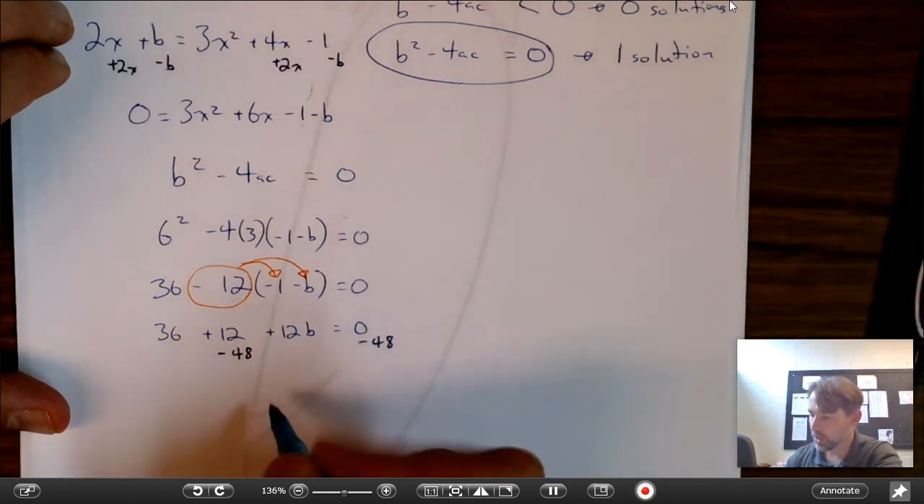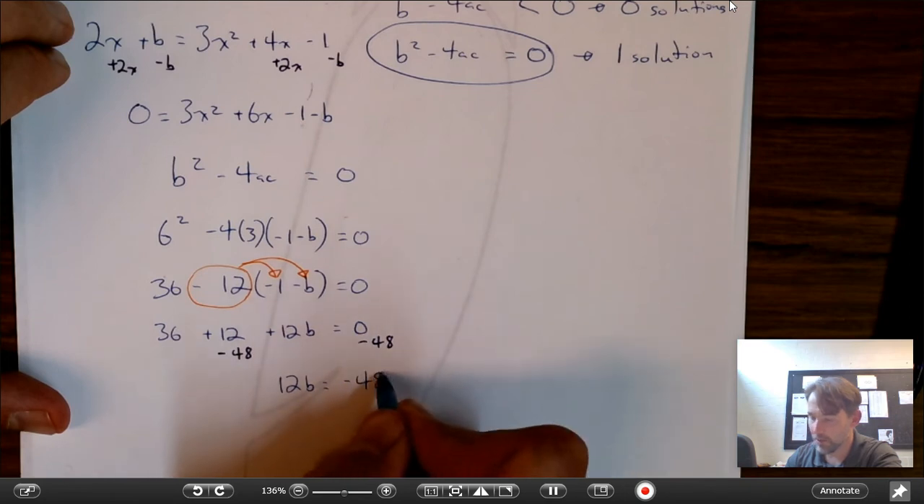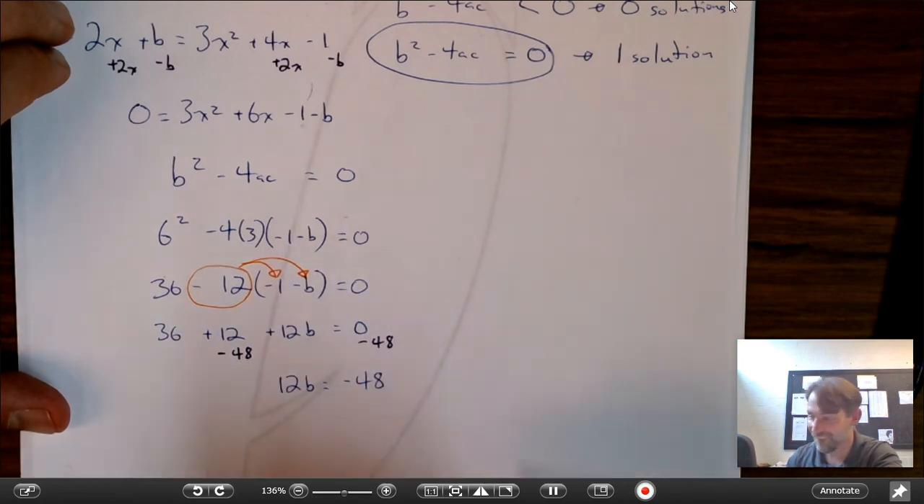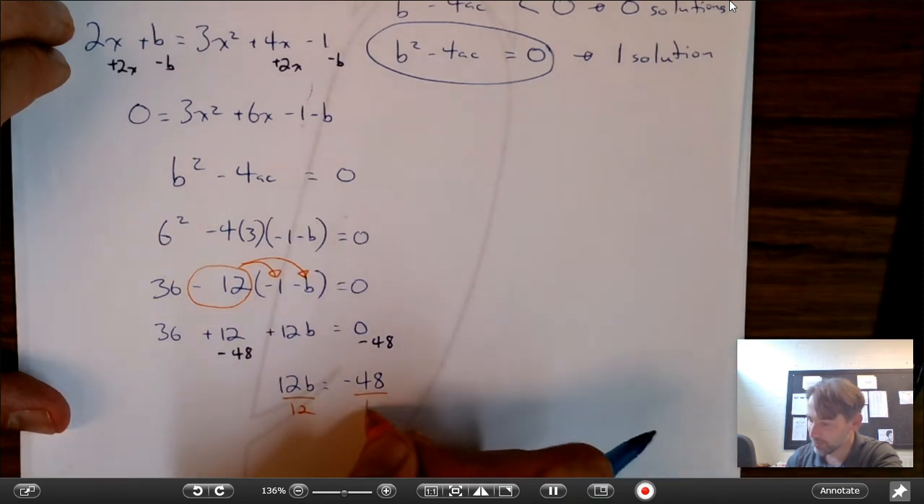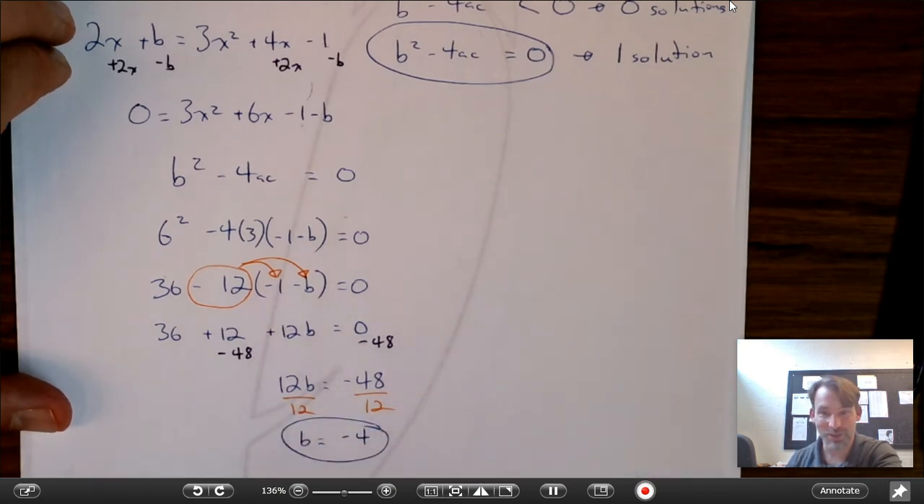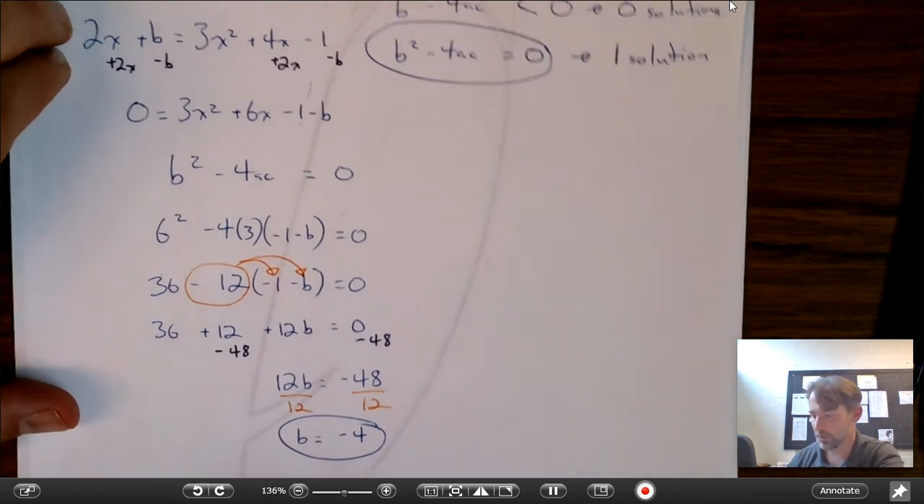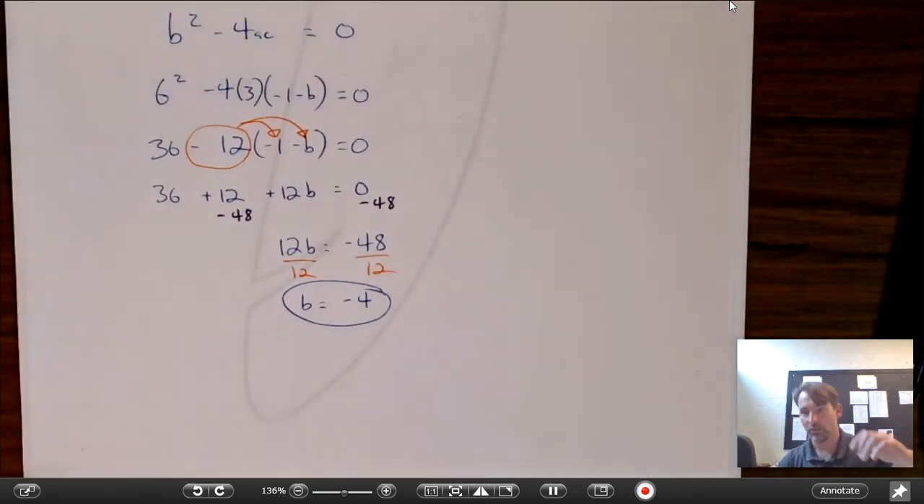So let's subtract 48 from both sides. All right, then we have 12b is equal to negative 48. Divide both sides by 12. b is equal to negative 4. That's what Desmos showed us. Yay! So therefore, the value of b equal to negative 4 is the value that would make that line a tangent to the parabola.